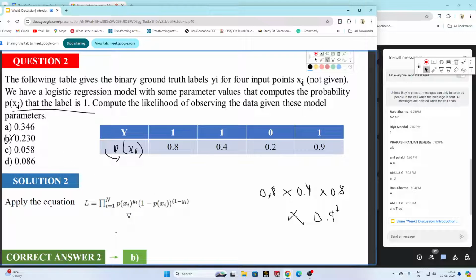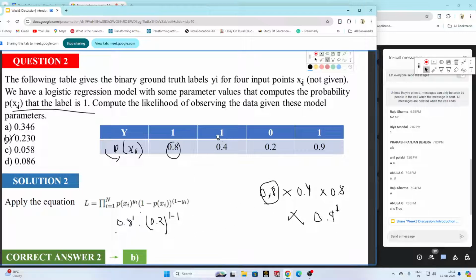What about the second part, 1 minus P(x) raised to 1 minus y? See, let's take this point. P(x) is 0.8, right? To the power y1, and y1 is 1. Into 1 minus P(xi), that is 0.2, but here the power is 1 minus 1, which is 0. That means 1. So that is why only 0.8.